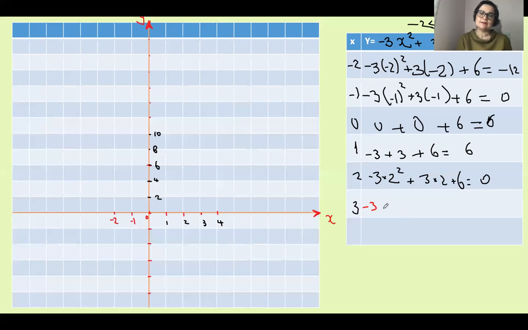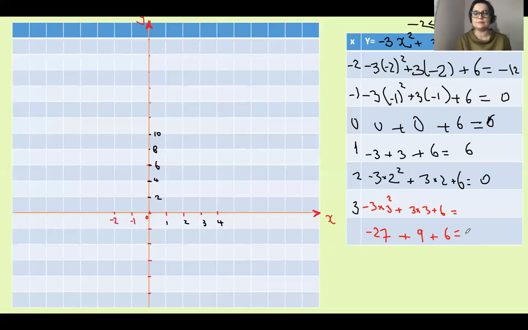Minus 3 times 3 to the power of 2 plus 3 times 3 plus 6 equals. Now 3 to the power of 2 is 9. 9 times minus 3 will be minus 27. Minus 27 plus 9 plus 9 plus 6. So the whole answer of this one here, it's like plus 15.